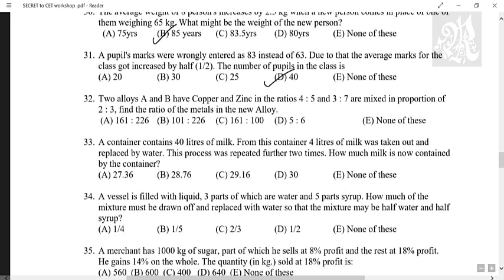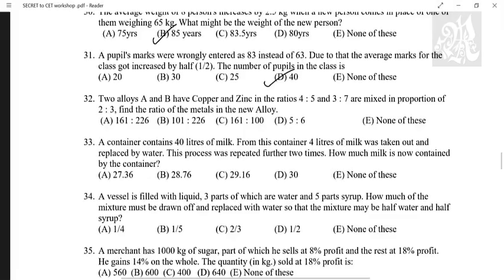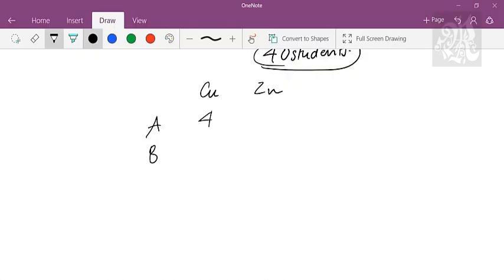Okay, so now let's talk about mixtures. Two alloys A and B have copper and zinc in the ratio 4:5 and 3:7. So A and B, copper, zinc. In the first alloy it's 4:5. In the second alloy it's 3:7. All you have to do is add the ratios. So I have 9 and 10. Take the LCM, 90. So what I'll do is I'll take 90 kgs of these two alloys.